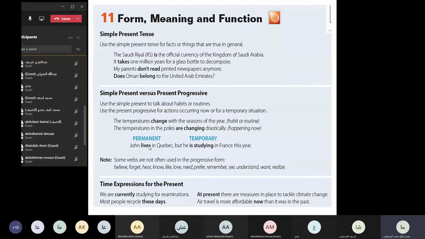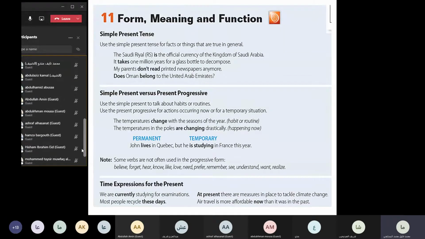Now look at this sentence about John. Who can read it? Yanal, are you here? Read. John lives in Quebec, but he is studying in France this year. Good. Look at the first one. Here, with permanent actions, we use what? Simple present. John lives in Quebec. This is a habitual action, a permanent situation. With a permanent situation, we use simple present.